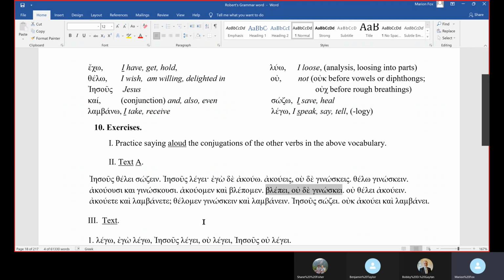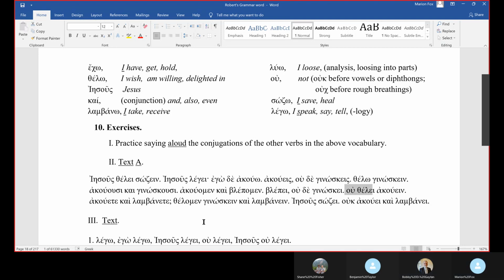Okay. Blepei, ouk ginoskei. So blepei is what? He sees. That's third person singular, or she sees, or it sees. That's the context I have to tell you. Ouk ginoskei. That does not know. Remember, the ouk denies what follows it, not what is before it. He sees, but he what? Knows not. He does not know. Got it? Any questions? Blepei, ouk ginoskei. Okay.